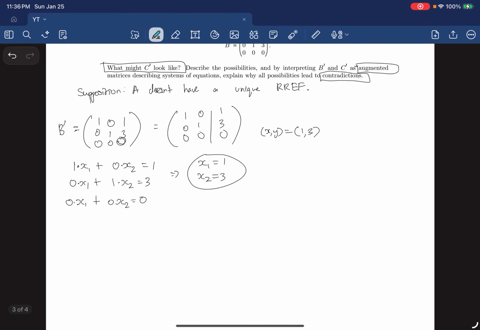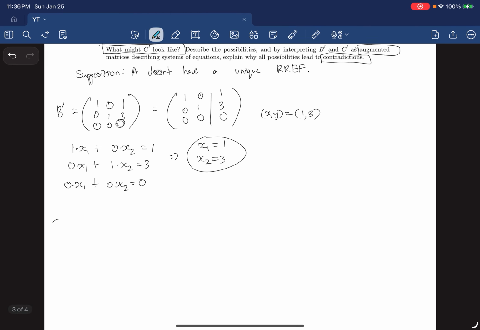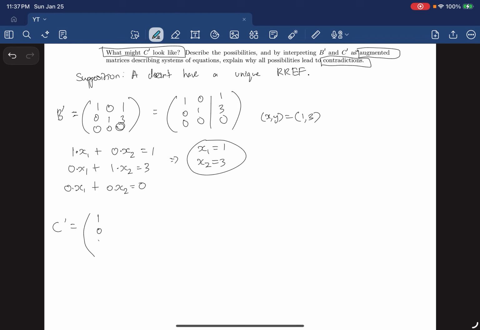So if B prime equals 1, 0, 0, 0, 1, 0, and 1, 3, 0, then there are 2 options for C prime. Because C prime still has to be in reduced row echelon form, it must look like 1, 0, 0, 0, 1, 0, because the first 2 columns are the same, as I said. And the last one, to fulfill row echelon form, call it case 1, pivot. You want a new pivot, and that's going to look like 0, 0, 1.